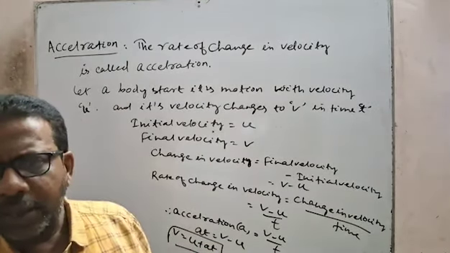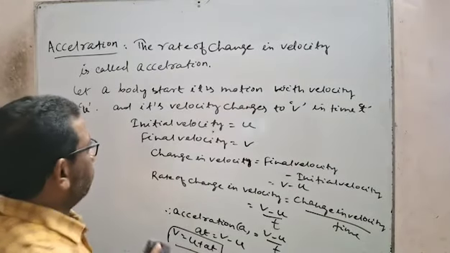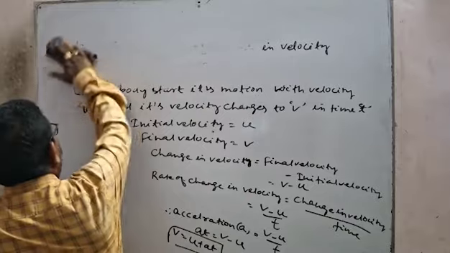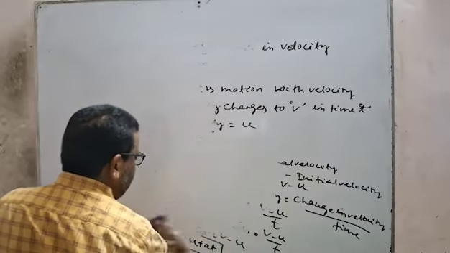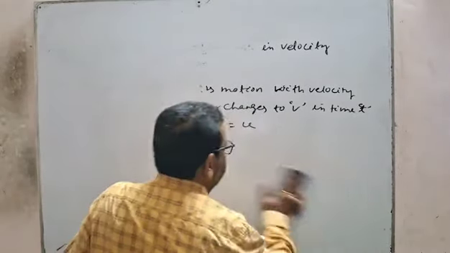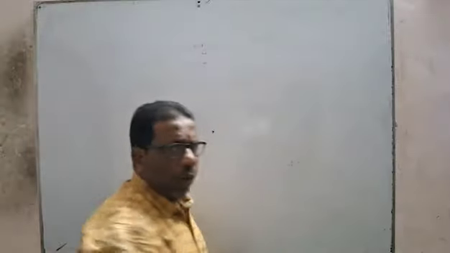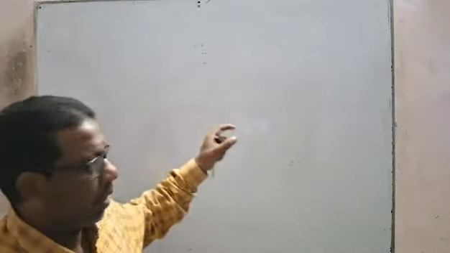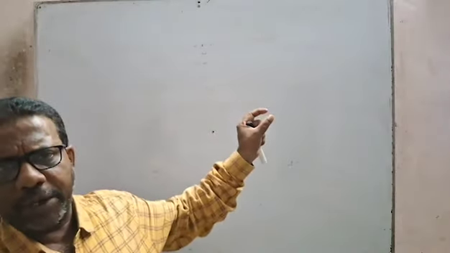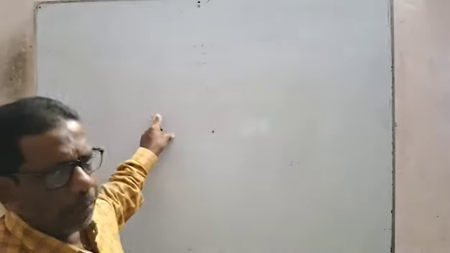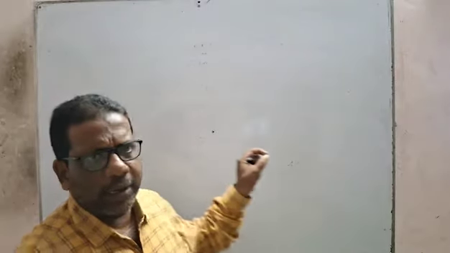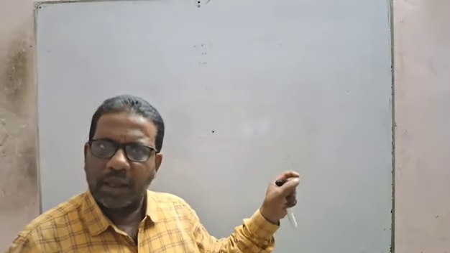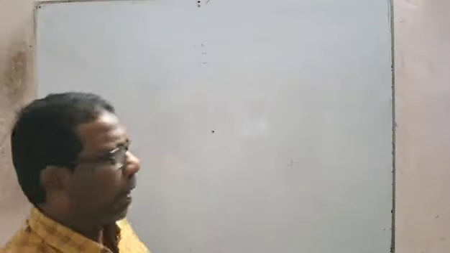Now we will discuss the v-t graph. In the previous video, we discussed the d-t graph. In the d-t graph, how can we find velocity? If the d-t graph is parallel to the time axis, the body is at rest. And if the d-t graph is a straight line inclined at an angle with the time axis, then it is moving. Now we will discuss the v-t graph.